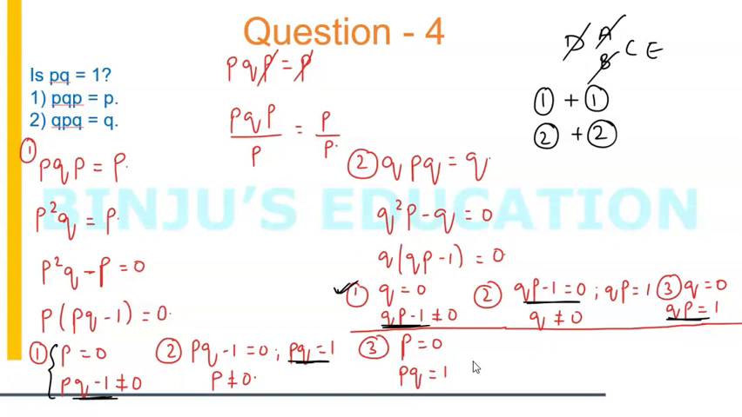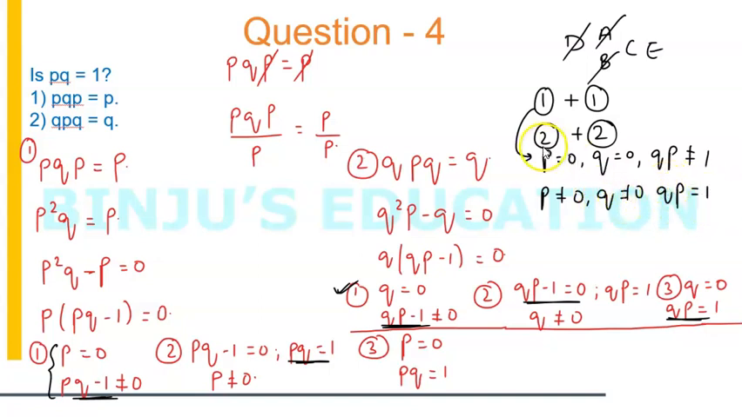So we have 1 plus 1. 1 plus 1 says P is 0, Q is 0 and QP is not equal to 1. 2 plus 2 says P not equal to 0, Q not equal to 0 and QP is equal to 1. So what's the question? Question is PQ equal to 1? So PQ can be equal to 1. PQ cannot be equal to 1 also.